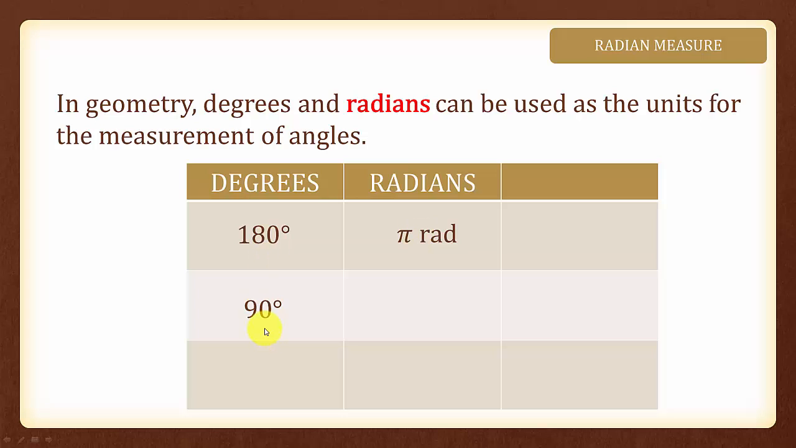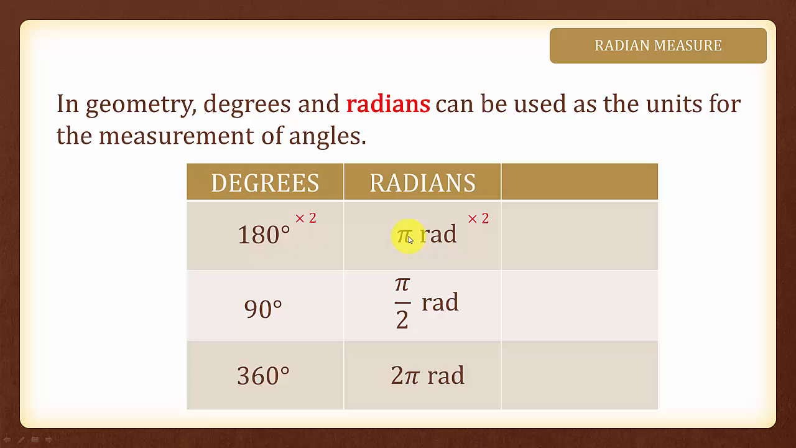So, how many radian is 90 degrees? We will always start off with this conversion rate here, and therefore we will divide by 2 to give us 90 degrees equals pi over 2 radian. What about 360 degrees? Starting with this conversion rate again, we will need to multiply by 2, and we will have 360 degrees equals 2 pi radian.